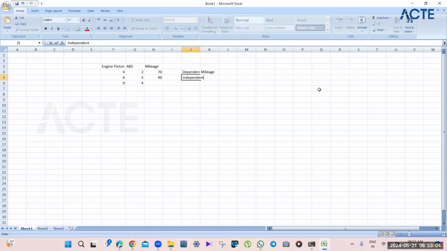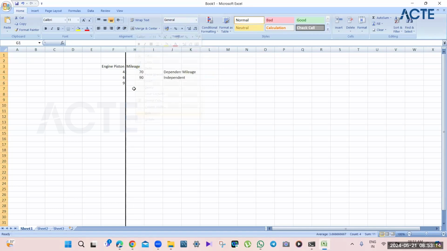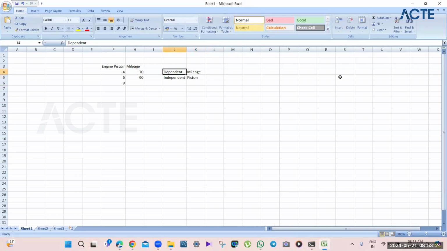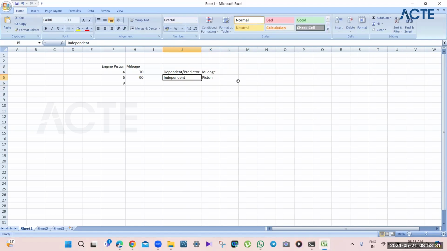And independent means a variable that does not depend on anything. So for our sake, let's consider only one variable at a time, otherwise we will get confused. Engine piston, so this piston variable will be my independent variable. The dependent, or the predictor variable, we call it predictor because that is the value we want to predict. So based on piston value, the mileage will change.